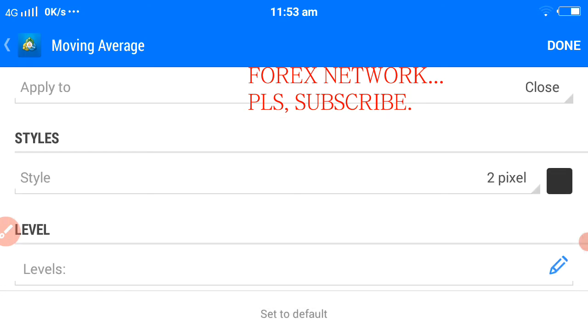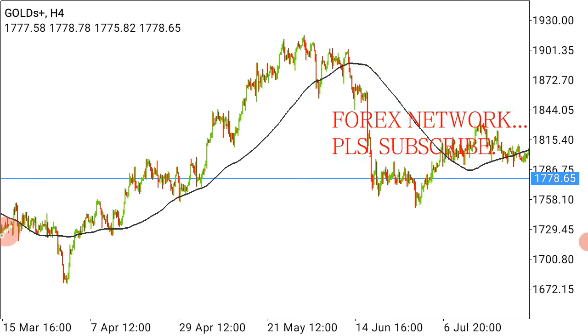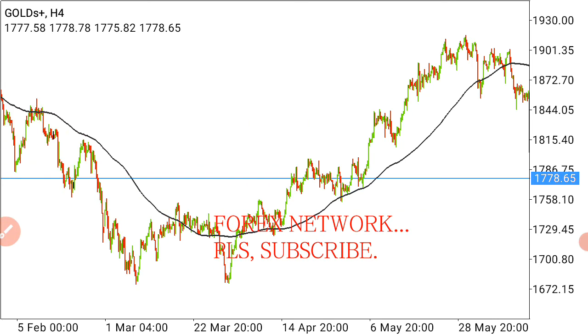Another one is the style. The style is just how big you want it to be. The color is the color of the moving average. And of course, the level; most of the time we leave the level open because we really don't need it. So that's it. Let's just do this so I can see the moving average again. Here you see the 110 moving average. Now let's go into how to use moving averages, because that's what is actually important.